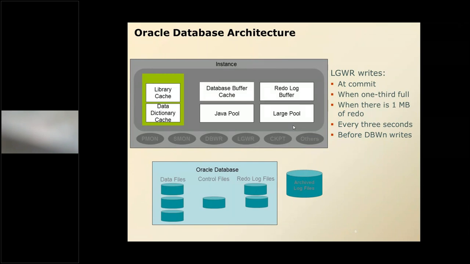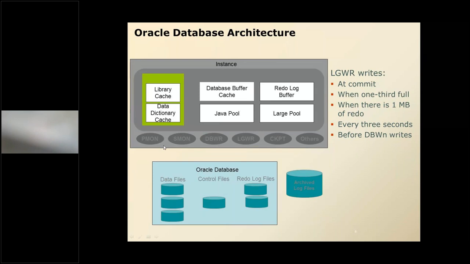So the Oracle database is divided into two parts, the instance and the Oracle database. The instance is again divided into two parts, memory components and background processes. Background processes include PMON, SMON, database writer, log writer, checkpointing and other processes. Memory components include library cache and data dictionary cache, which is also called the shared pool, then database buffer cache, Java pool, redo log buffer and large pool. Under the Oracle database, you have the data files, which are the actual files where your data resides. Control files store the metadata information. Redo log files contain the changes, whatever changes are happening to the database.